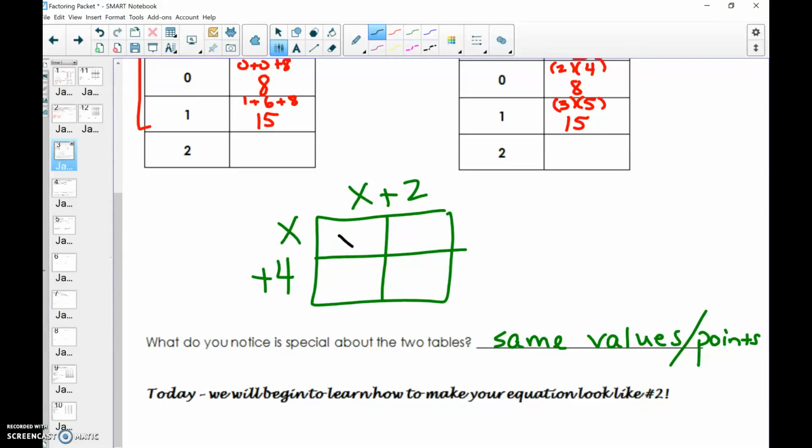X times x is going to be x squared. 2 times x is 2x. X times 4 is 4x. And 4 times 2 is 8. So then I put it all together.